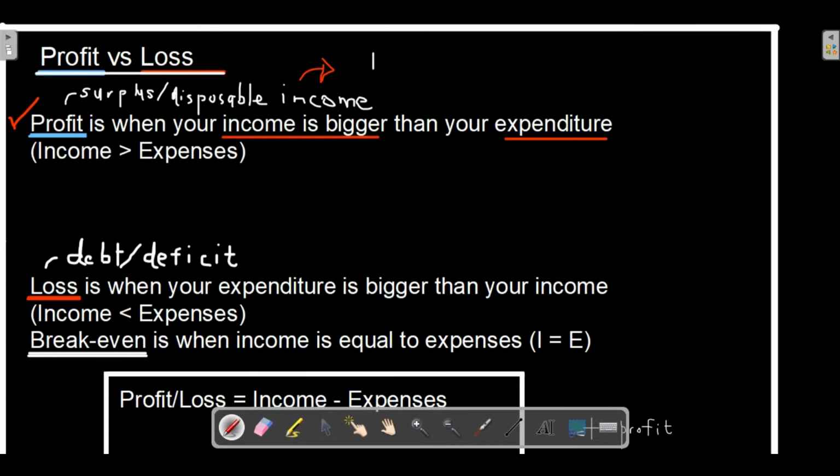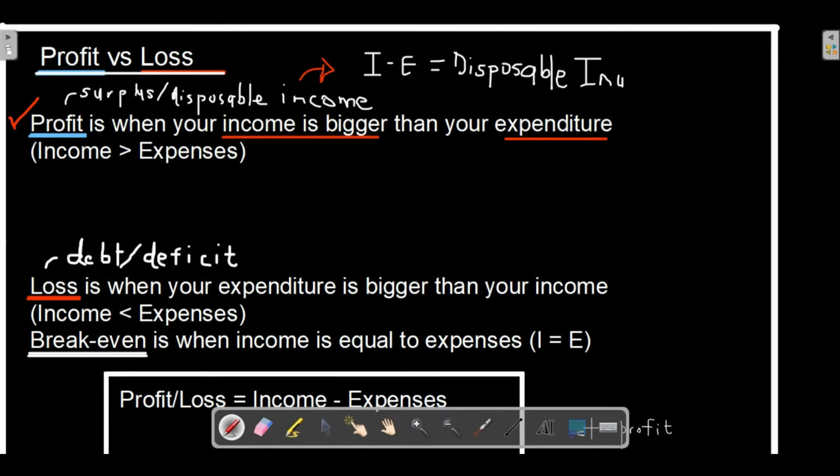So on a personal level, you receive a particular income from your job, and then you subtract the expenses that you have, like your rent, water cost, electricity, clothing, food, groceries, petrol, everything. You subtract all of that, and whatever is left, we call it the disposable income. This is the money that you can spend on whatever you want. So it's disposable, right?